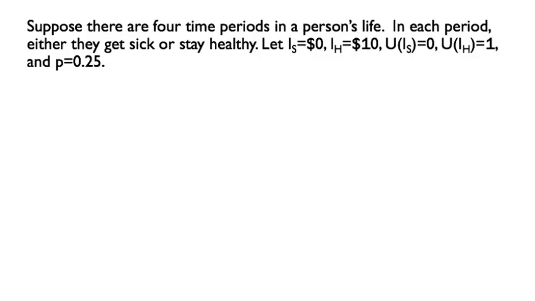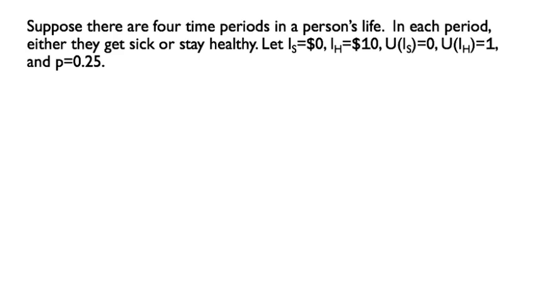For the exercise today, I'm going to have you think about expected income and expected utility from a slightly different angle. Suppose there's a person who lives multiple time periods. For instance, suppose there are 4 time periods in a person's life. And in each period, either they get sick or they stay healthy. So let's say that if a person gets sick, their income is $0. In other words, IS equals 0. And if a person stays healthy, then in periods of their life when they're healthy, their income will be $10. So in other words, IH is equal to 10.